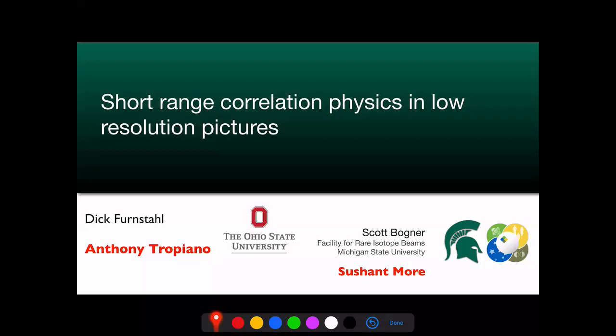So yeah, as Roland said, the title is short-range correlation physics in low-resolution pictures. Namely, what I'm going to try to do is use RG methods to reconcile two very different pictures of nuclei that have emerged in recent years. I should point out from the beginning, these are my collaborators, and the people in red are highlighted because, as usual, they're the young people who did all the work.